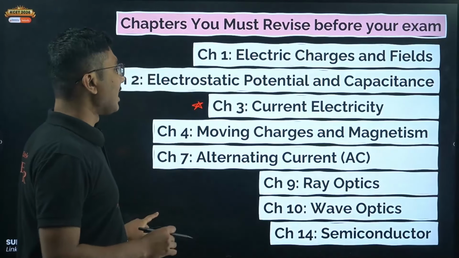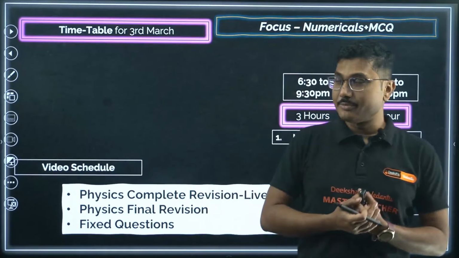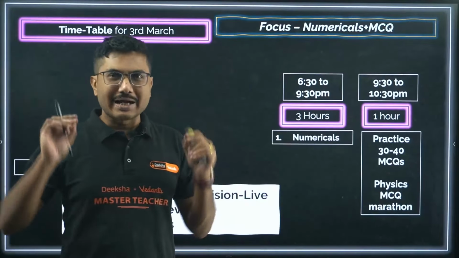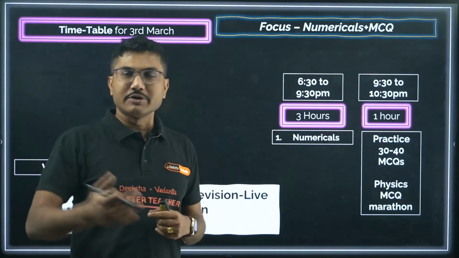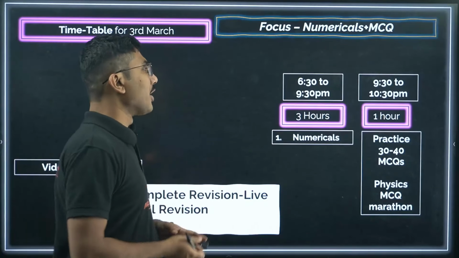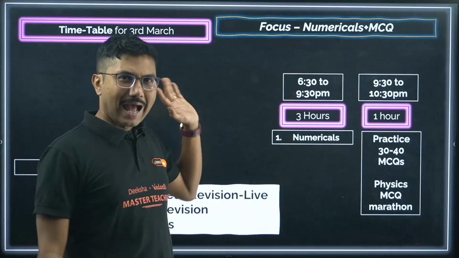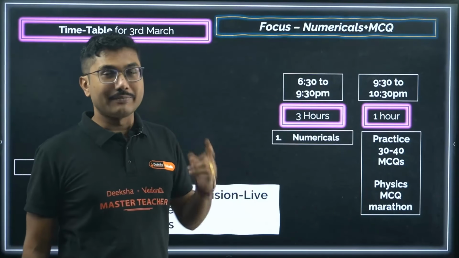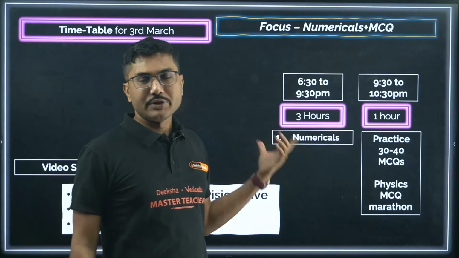Now let's start with the strategy. First of all, today is 3rd of March, so your English exam is over. Now you might want to relax, but there is no time to relax. You have to be much more careful now because the next exam is physics. So what you have to do, I am giving you enough time to relax, okay? Have some tea and coffee. There is a live, by the way, join that live. After the live is over, you have to start with your numericals.